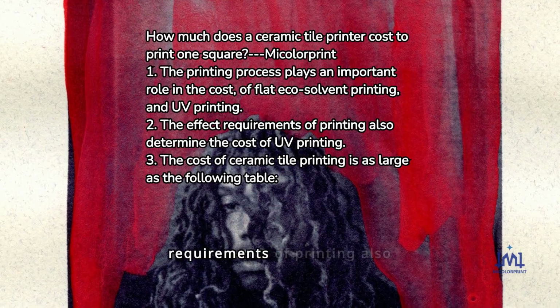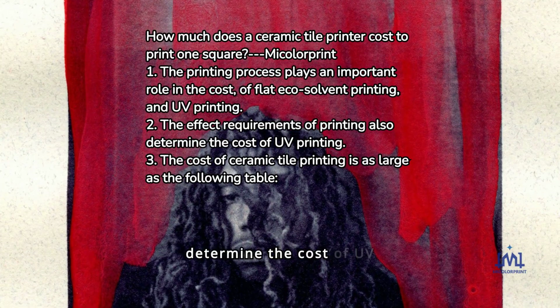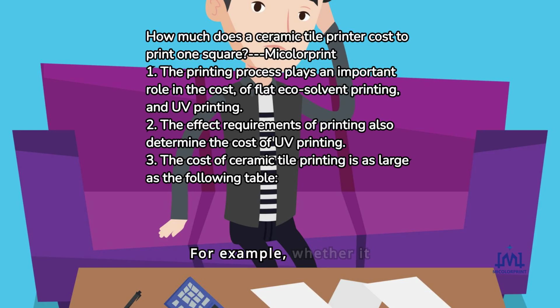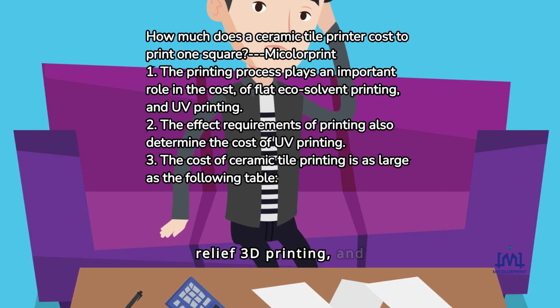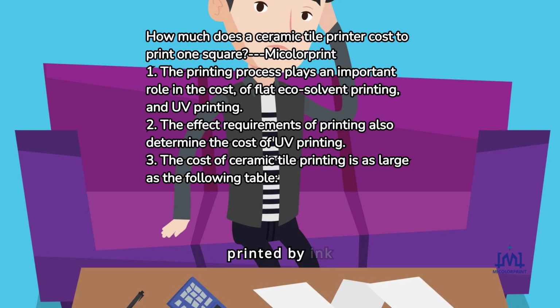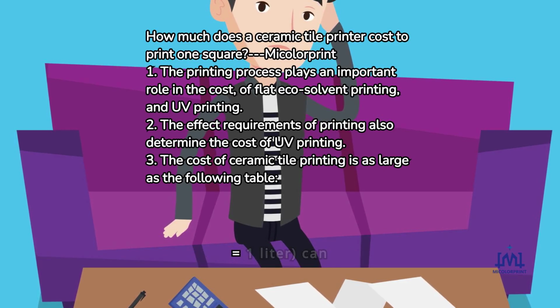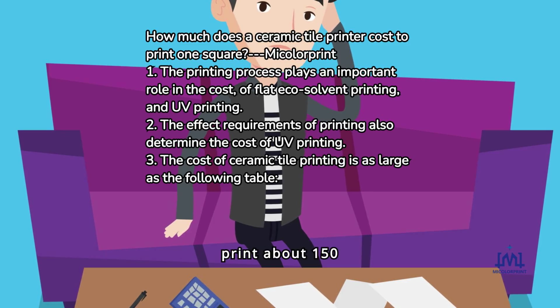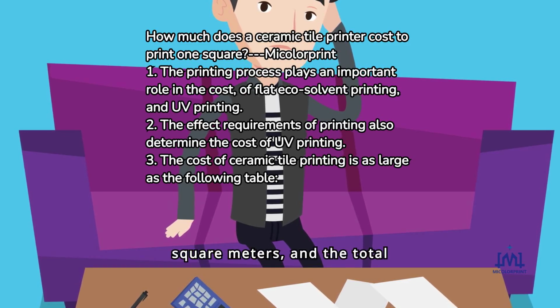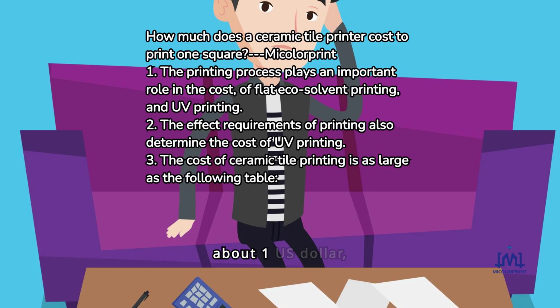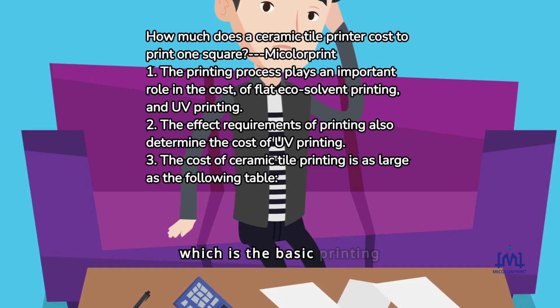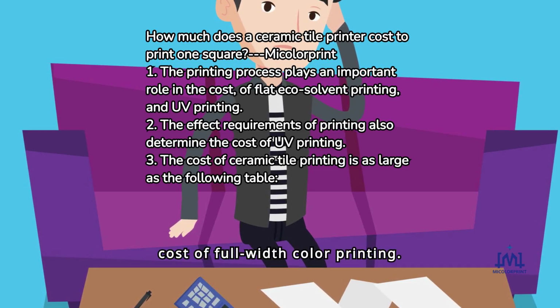2. The effect requirements of printing also determine the cost of UV printing. For example, whether it is full-width printing or partial printing, whether it is flat printing or relief 3D printing, and the strength of the relief. Either effect is printed by ink accumulation, and each bottle = 1 liter can print about 150 square meters, and the total cost per square meter is about $1, which is the basic printing cost of full-width color printing.